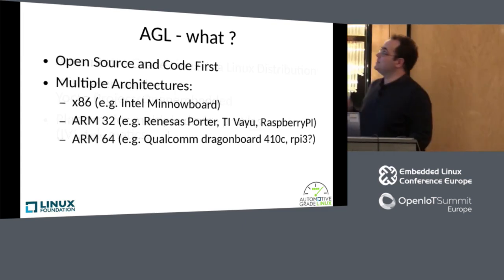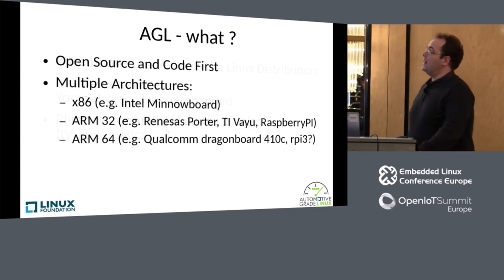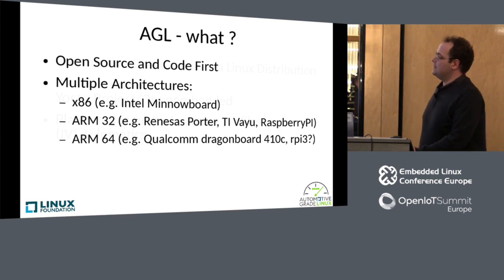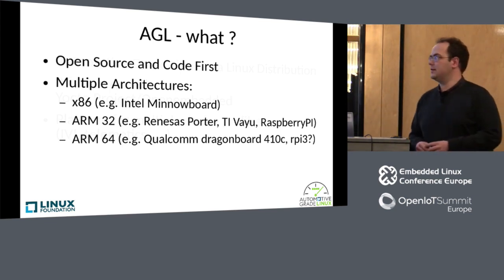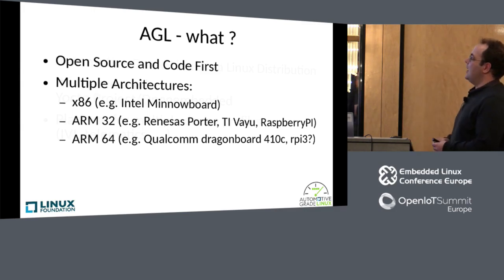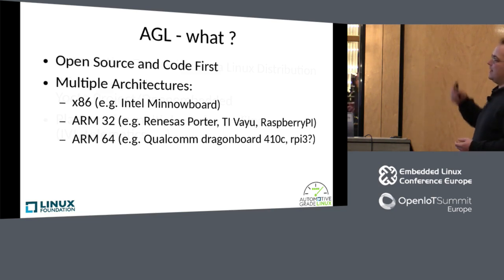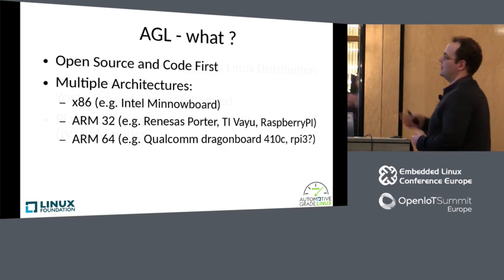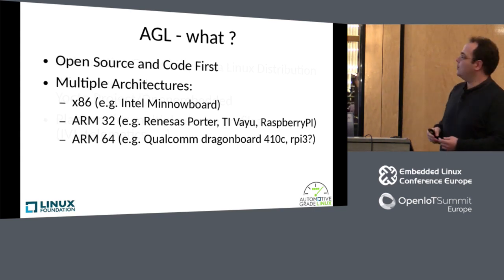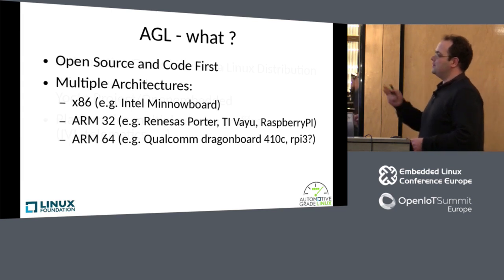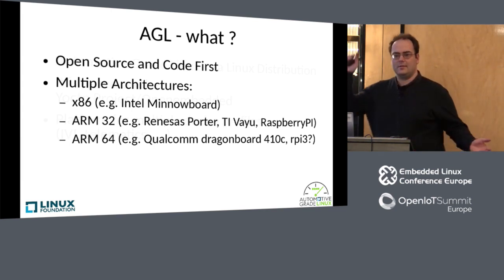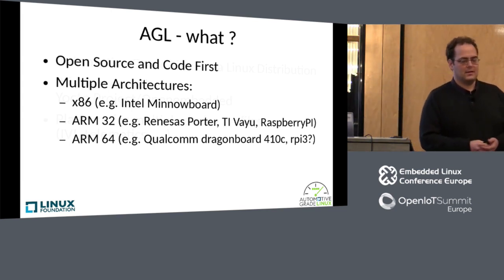Our goal is open source and code first. We support multiple architectures: for x86, the Minnowboard is a reference platform. For ARM32, the Renesas Porter, and for ARM64, the DragonBoard is a nice candidate. And I've seen Matt Porter posted on G+, Raspberry Pi 3 with 64-bit, so that might also be an interesting target.